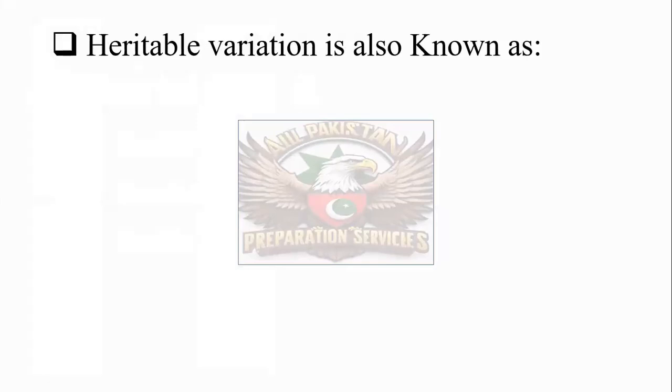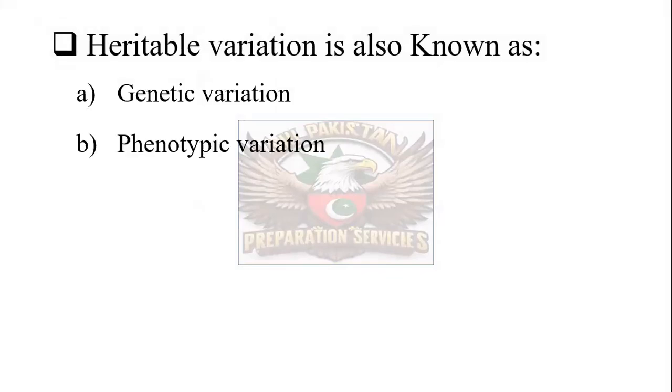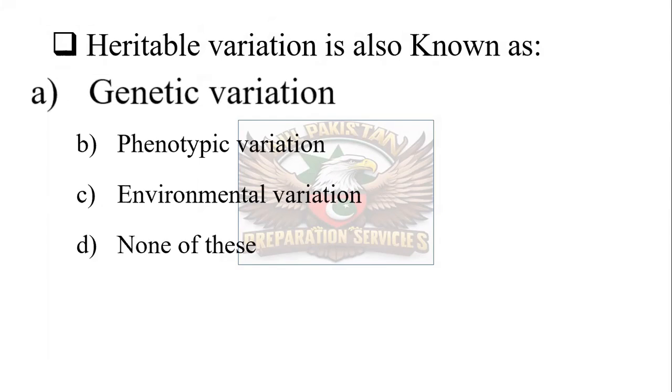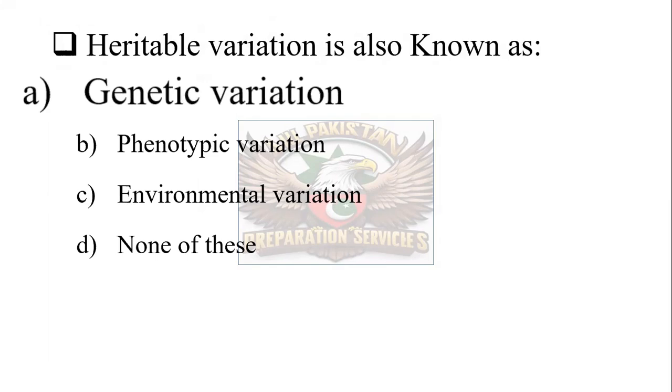Heritable variation is also known as genetic variation, phenotypic variation, environmental variation, or none of these? The correct one is genetic variation. Heritable variation is also known as genetic variation.